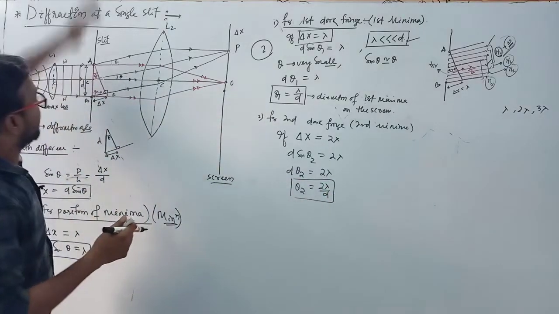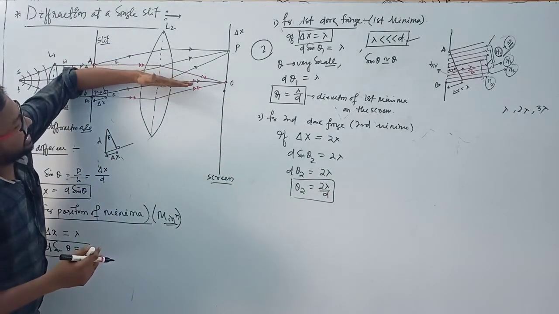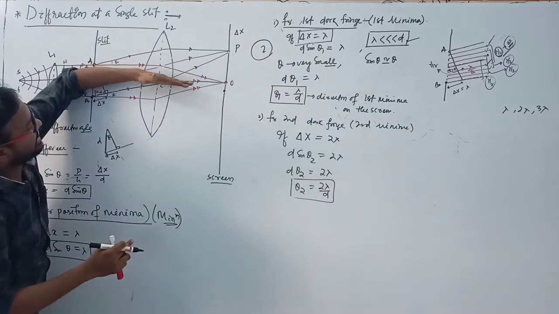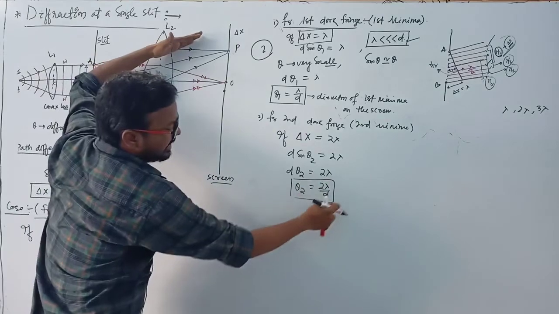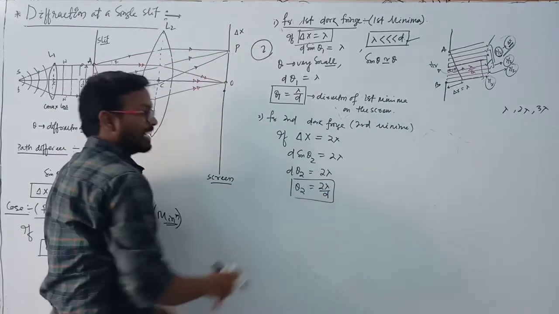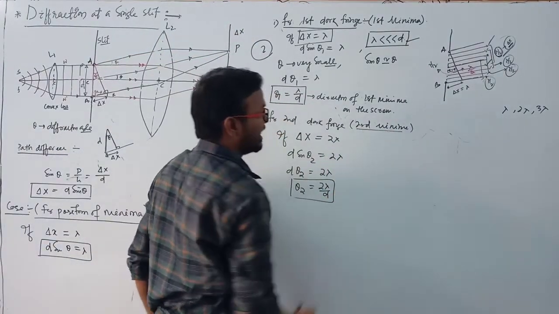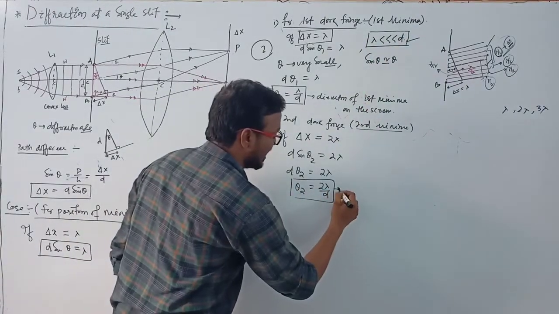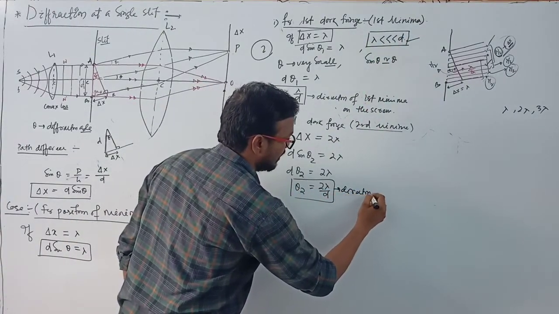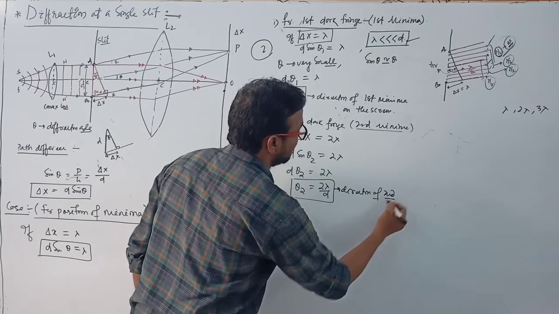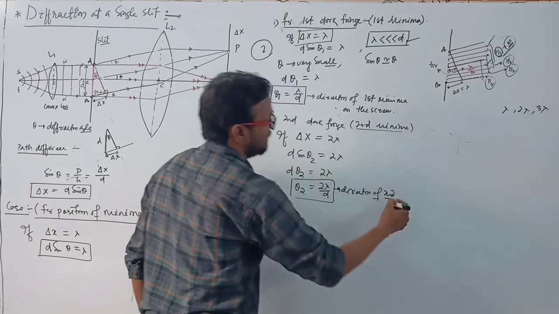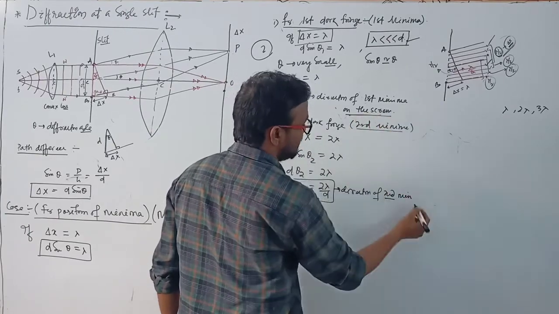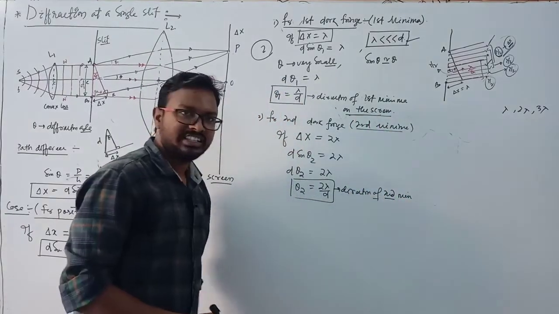Clear? So from this angle theta 1, we get a dark point, and again from this angle theta 2, we get again a dark point, and this point is known as the secondary minima; this was the first minima. Clear? And this is the direction of the second minima from the principal axis on the screen.